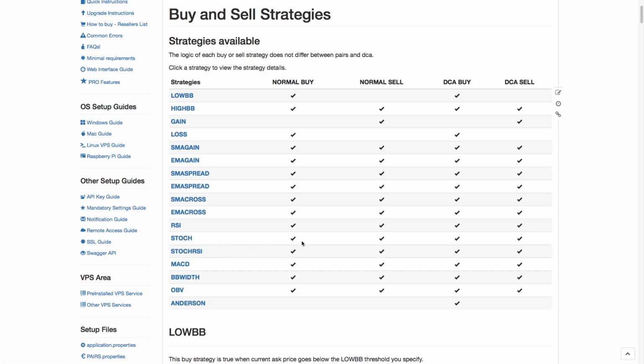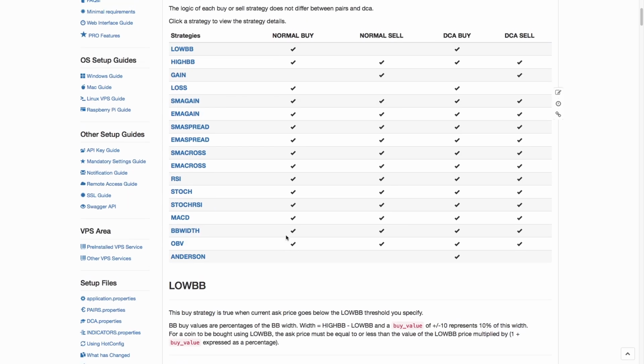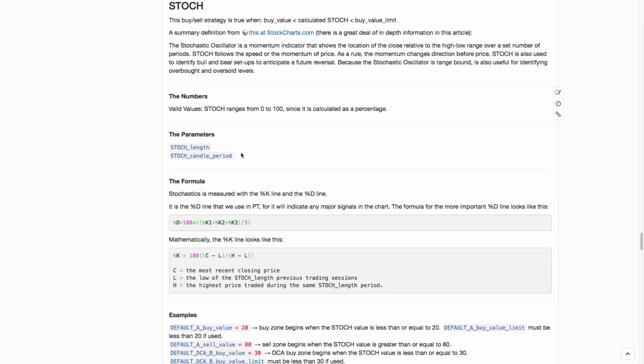You'll notice across the entire chart it has the check marks: normal buy, normal sell, DCA buy, and DCA sell. This can be used for all methods of buying and selling. If we click on this link, it'll take us down to the appropriate article, which gives us a bit of insight into what Stochastic Oscillator is and how it works for ProfitTrailer.